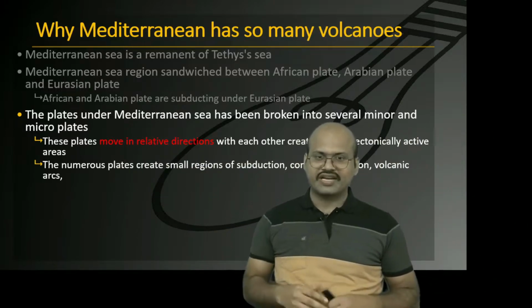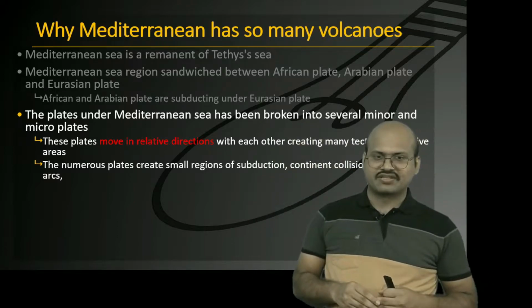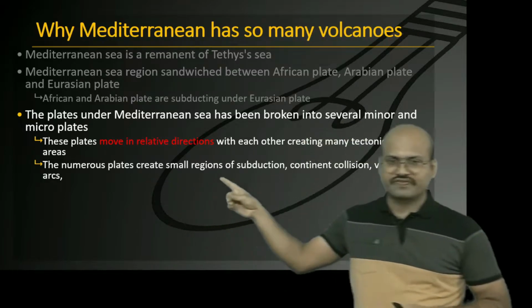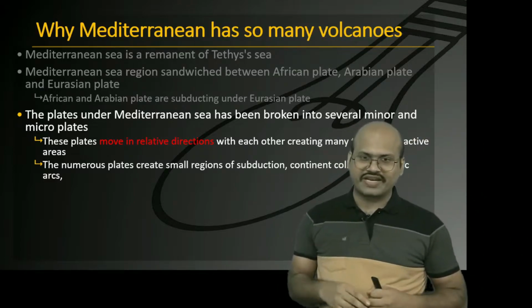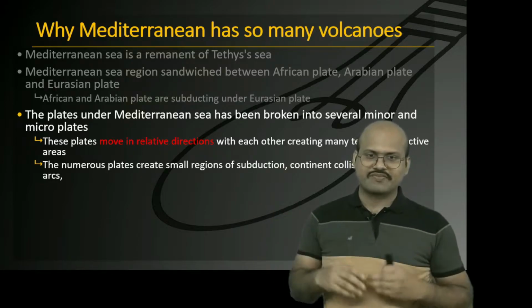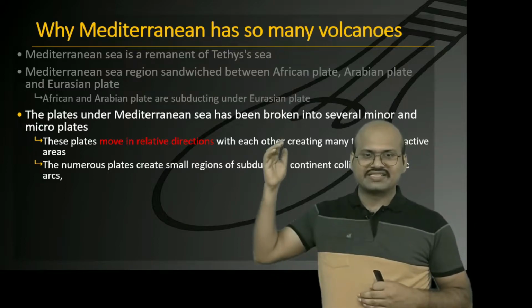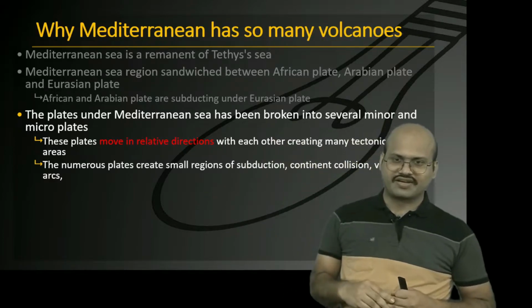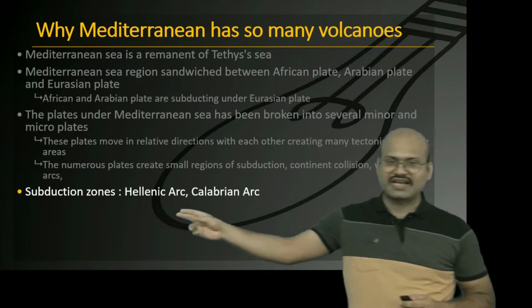We know that the tectonic boundaries are the tectonically active areas, and because this region has so many tectonic plates, there are a large number of tectonic areas in this region. The numerous plates create regions of subduction, continent collision, volcanic arcs. Therefore, we see a large number of tectonic activities here. We see the formation of a large number of volcanoes, and a large number of mountains have been created here, though they are small in size, but they are distributed. Like you can see there is the Alps, the Dinaric Alps, the Apennines, and many other mountains which are created by the tectonic activities. We have already seen that there are subduction zones, the Hellenic Arc and the Calabrian Arc.